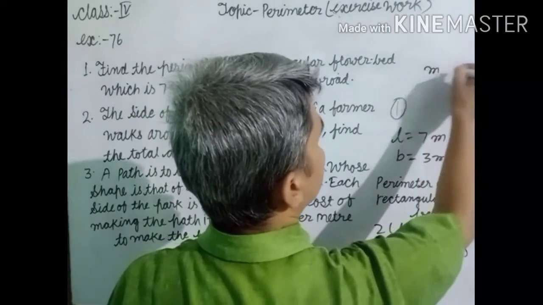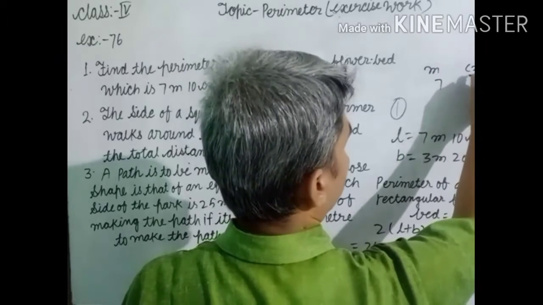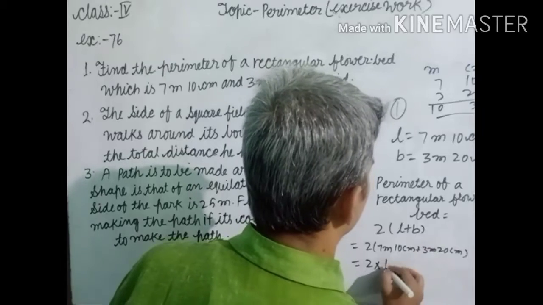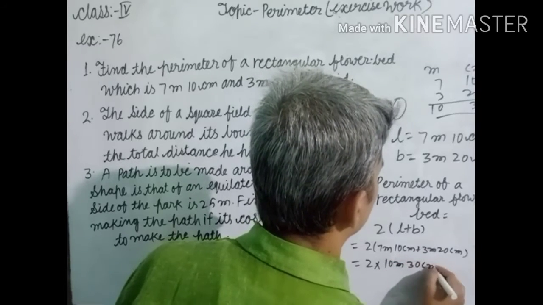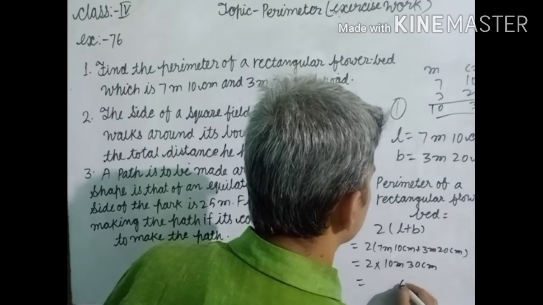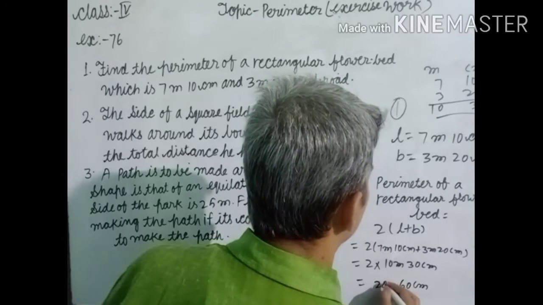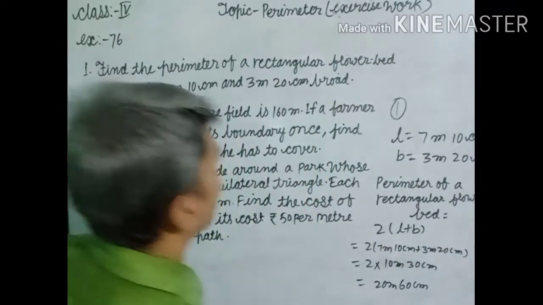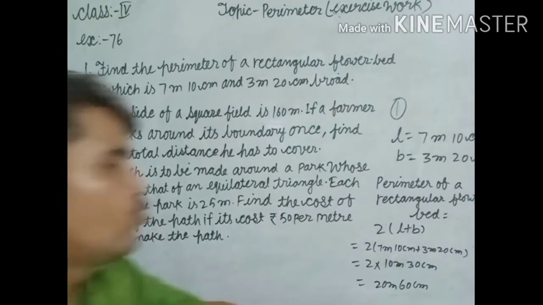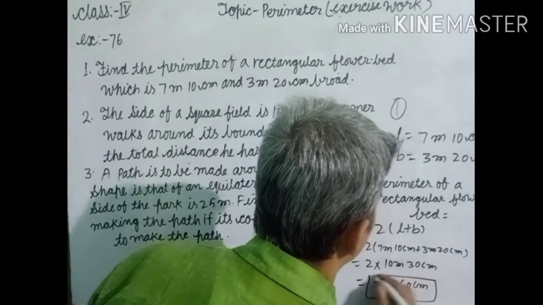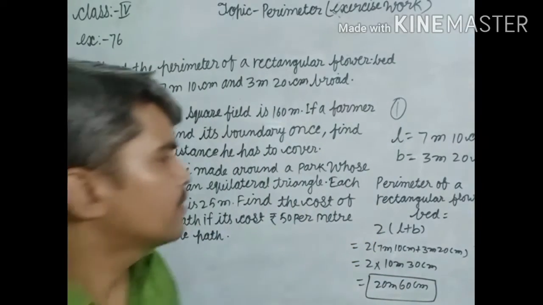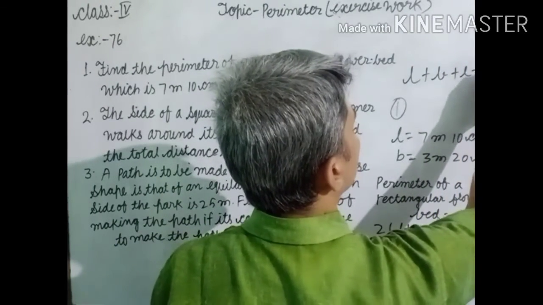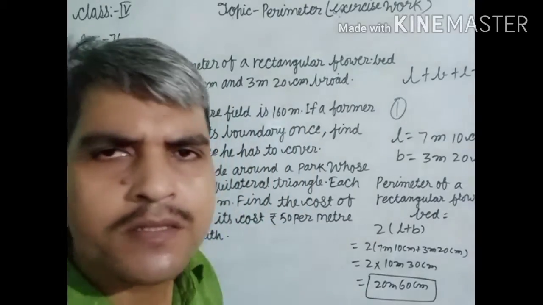You write here in this way: meters here and centimeters here. Here 7, here 10, here 3, here 20, here 30, here 10. That means 10 meters and 30 centimeters. You multiply them by 2: 30 times 2 is 60 centimeters and 10 times 2 is 20 meters. That means the perimeter of the rectangular flower bed is 20 meters and 60 centimeters. Use the formula: you add L plus B plus L plus B, the total length of the boundary. You find out the answers.